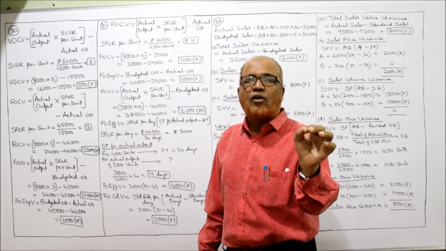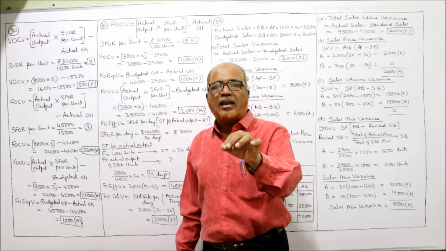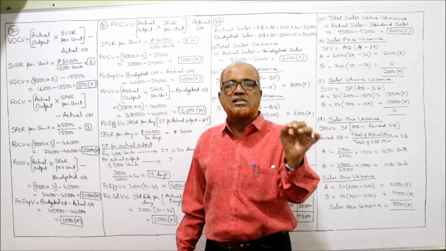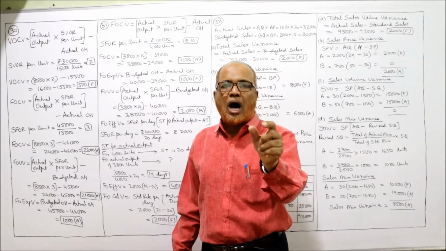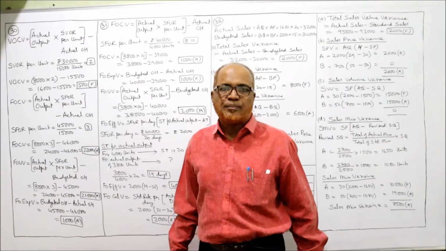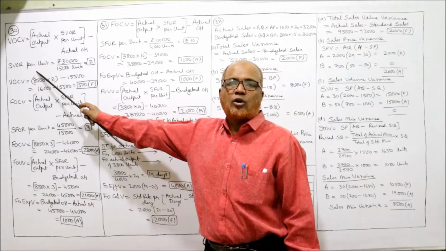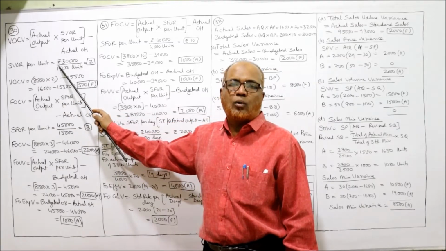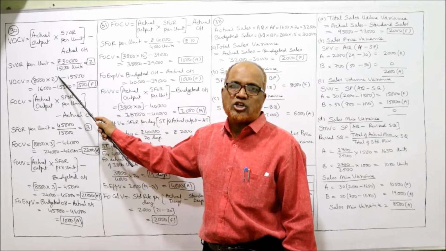Everything depends on the formula, so you have to remember the formula. VOCV, variable overhead cost variance, is equal to actual output into SVOR per unit minus actual variable overhead. So first we require SVOR per unit. How to find out per unit? Standard variable overheads divided by standard output, standard production.